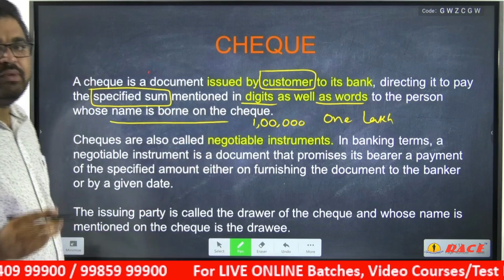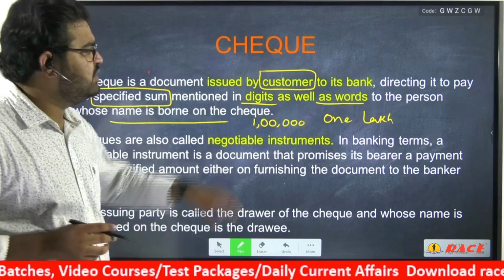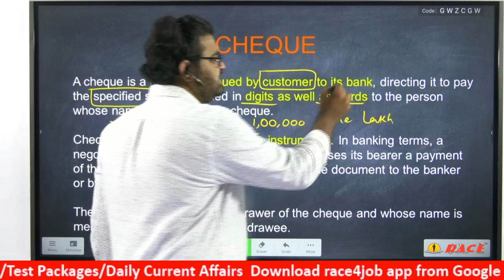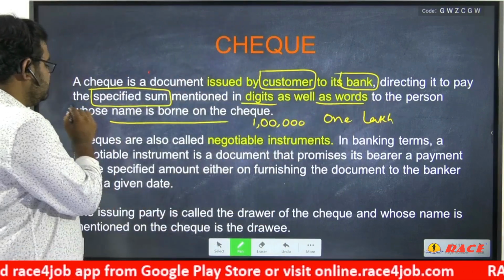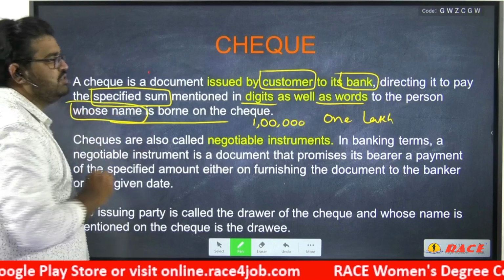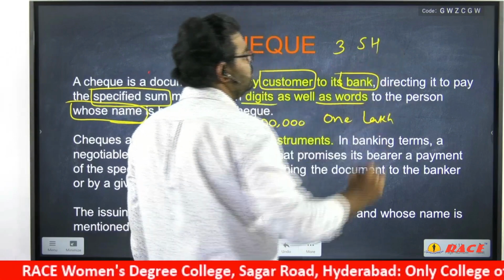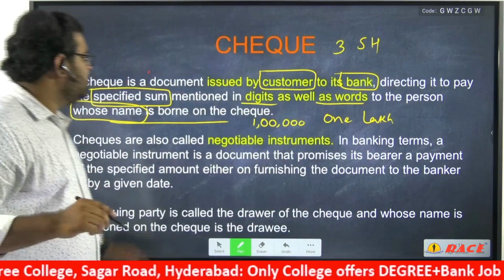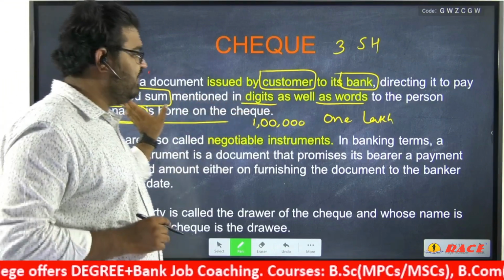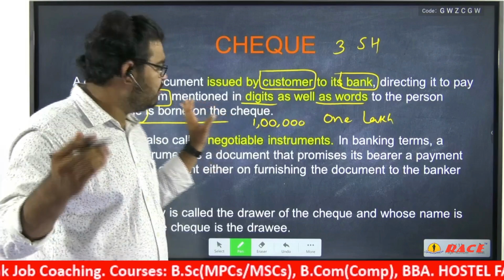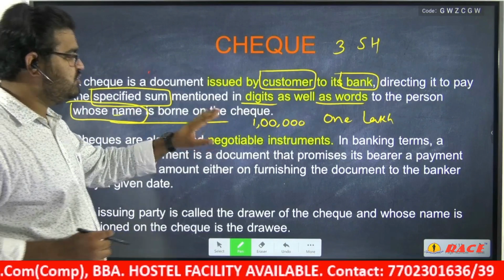So here you have to remember the stakeholders. While issuing the check, you have to remember who will issue the check. It is issued by the customer. To whom is it directed? The customer is directing it to the bank. And one more person, whose name is on it. So in this check procedure, you will have three parties, three stakeholders: the name of the person, the customer, and the bank. A check is a document issued by the customer to its bank, directing it to pay the specified sum, whatever be the amount, 50,000, 1 lakh, or 1.5 lakh, in digits and words, to the person whose name is borne on the check.